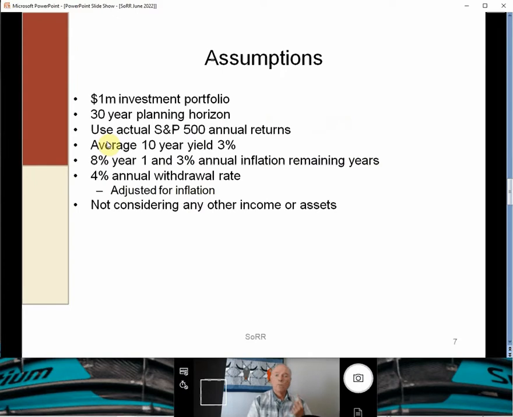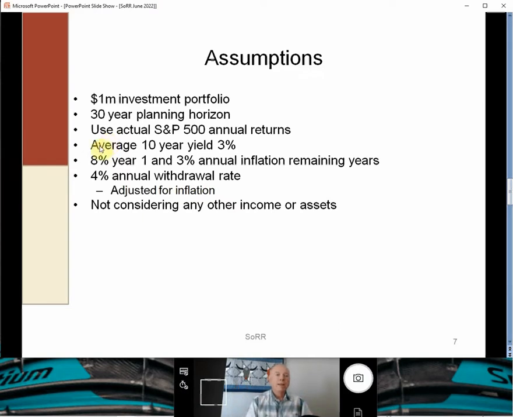Assumptions. You start out with $1 million in your investment portfolio. I'm looking at a 30-year planning horizon for retirement. I'm using actual S&P 500 annual returns for the past 30 years to inject some reality and some randomness instead of just making some standard across-the-board assumption.